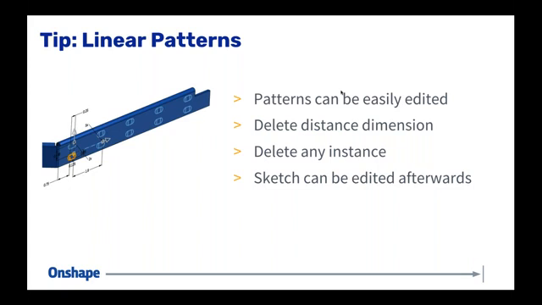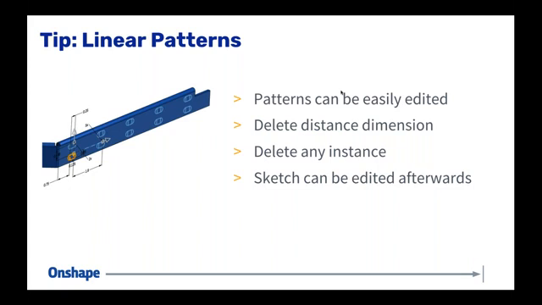That's a little known trick that you can't do even at the feature level today, right? So at the feature level, if I want to do a linear feature pattern, I just enter a number and I set a direction, right? But I can't intelligently say pattern 6 evenly spaced instances up to this face. Those types of things are still limitations. But at the sketch level, you can do that, right? You can do that by deleting the distance dimension.